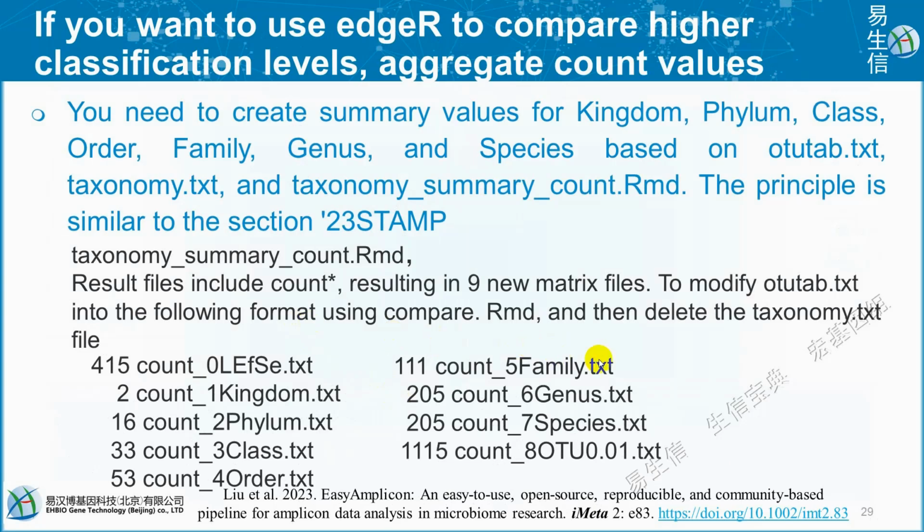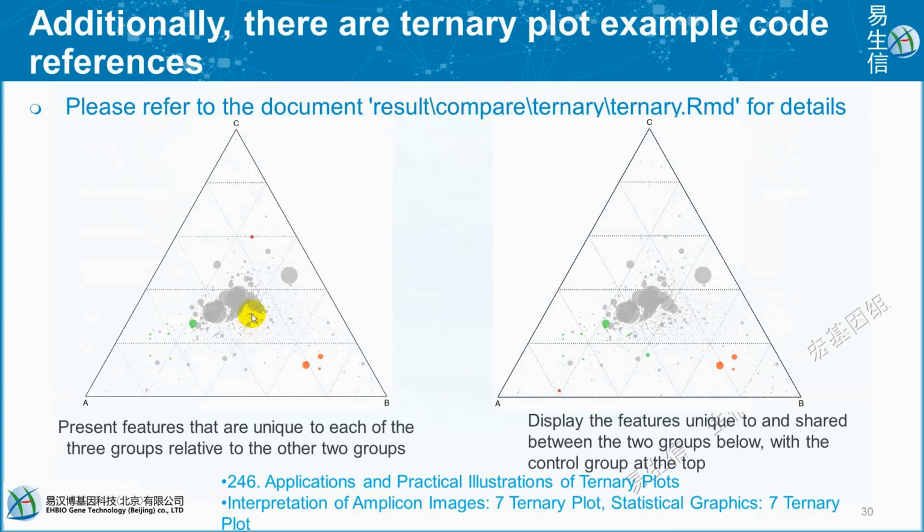And if you want to use HR to compare higher classification level aggregate count values, you need to create summary values of kingdom, phylum, class, order, family, genus, and species based on OTU tab text, taxonomy text, and taxonomy summary count RMD. You can see here. And additionally, there is a ternary plot, like you can see here.